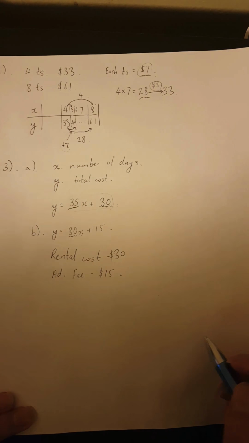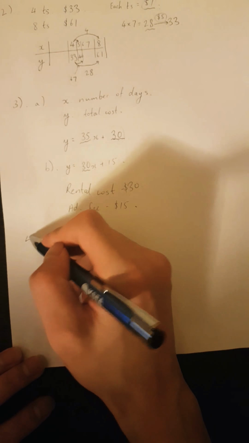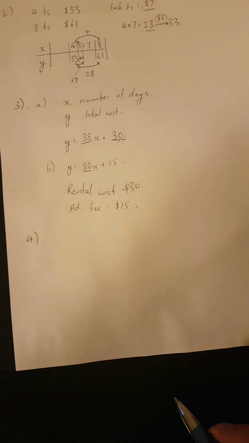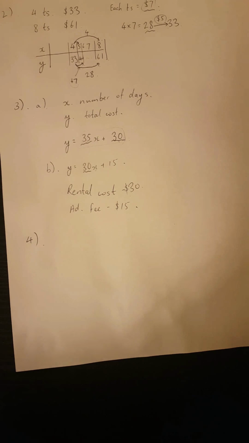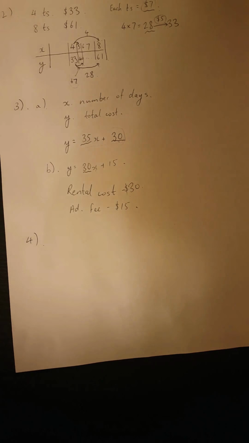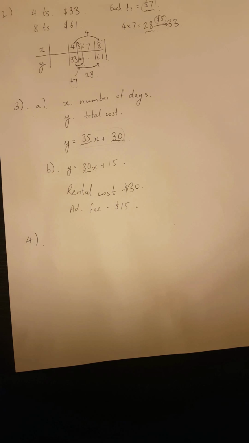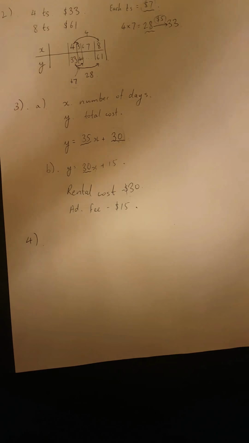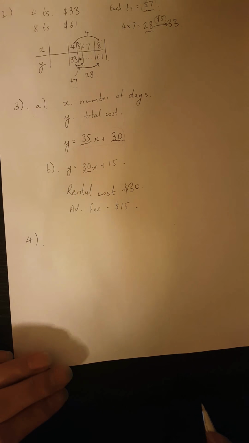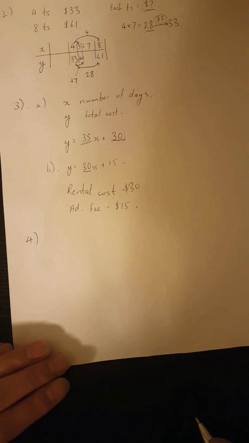Okay, hopefully question 3 wasn't too hard. Let's move on to question 4. All right, question 4 is a little more difficult because this question asks you to identify whether two quantities are in or not in a linear relationship. So let's have a look at it.